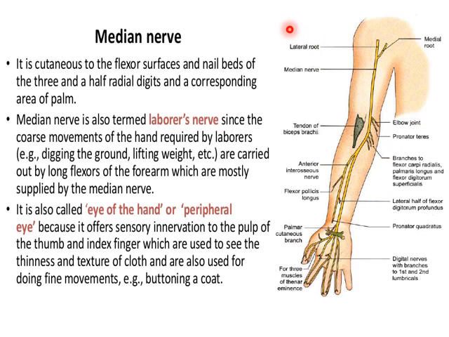So in this video we are going to see the median nerve in detail. This median nerve is cutaneous to the flexor surfaces of the hand and the nail beds of 3.5 fingers of the radial side, and a part of the radial half of the area in the palm. And this is called the laborer's nerve, as I have said, because the hard movements against gravity, like digging the ground and lifting weights, are carried out by the flexor muscles of the forearm, which are supplied by the median nerve.